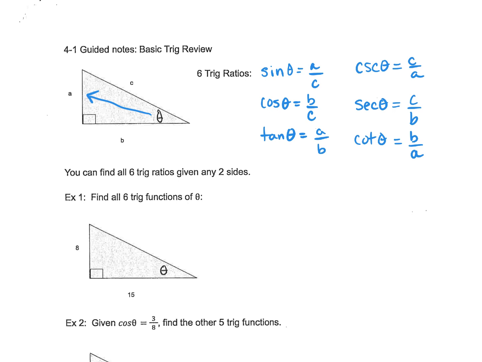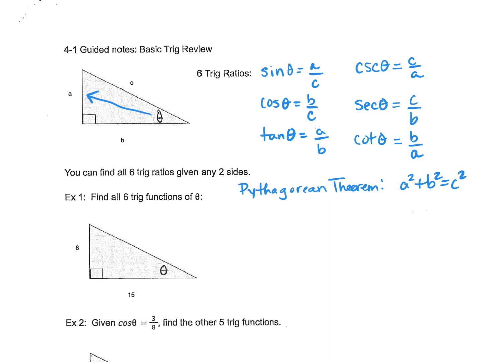Now guys, you can find all six trig ratios given any two sides, and that's it. Just the two sides. Because if we know two sides, can't we find the third? What formula helps us find the third side in a right triangle? Yep, Pythagorean theorem. Pythagorean theorem says what? Yep. A squared plus B squared equals C squared. So if we're given two sides, we could find the third side by employing the Pythagorean theorem. That is leg squared plus leg squared equals hypotenuse squared.